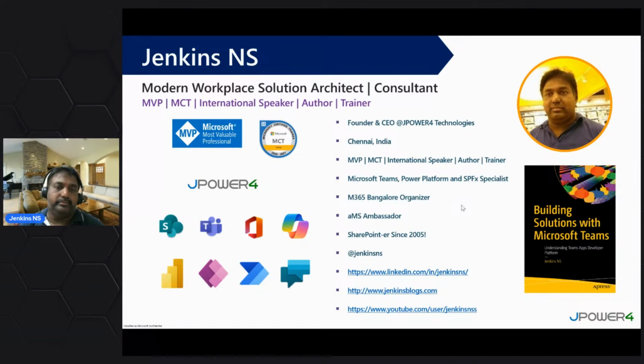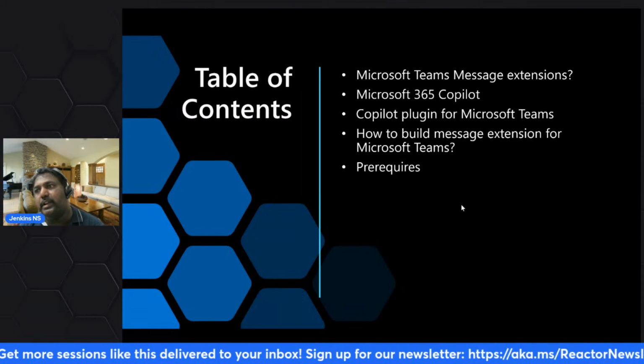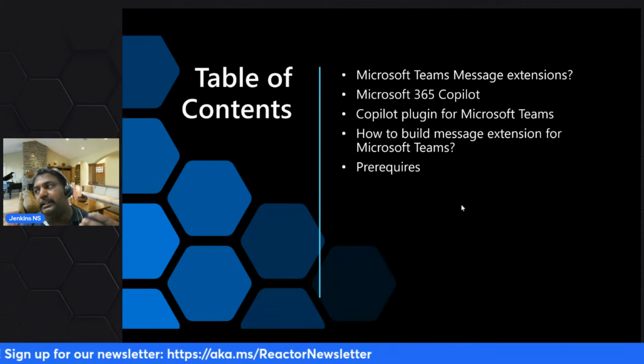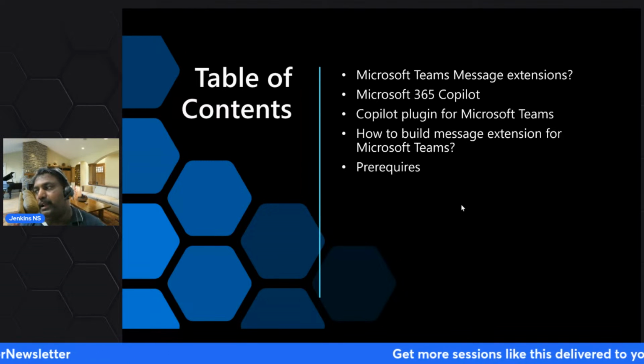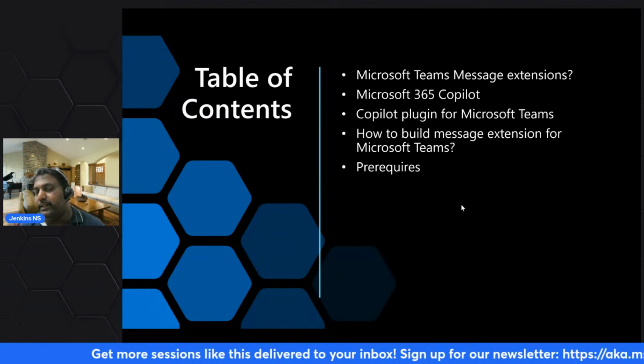Okay, we can go ahead with our application. What we are going to talk about: first, what is a Teams message extension, just briefly. Then I'll give the Copilot overview: what is Copilot for Teams and for Microsoft 365? Then the Copilot plugin, what that is, how we are going to use it, and what the benefit is. Then how to build a message extension for Teams. Then the prerequisites for making this message extension a Copilot plugin, how we can test it in a local environment, and how to deploy it. Everything we are going to talk about today.